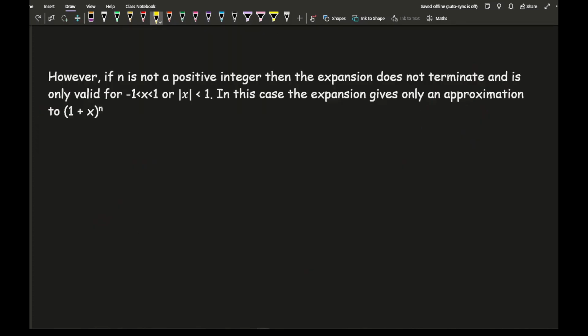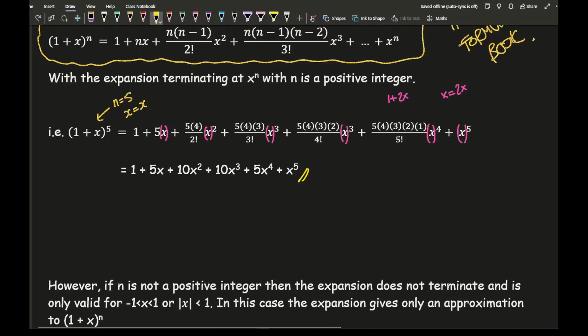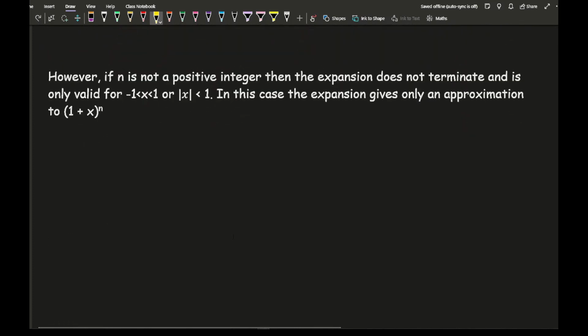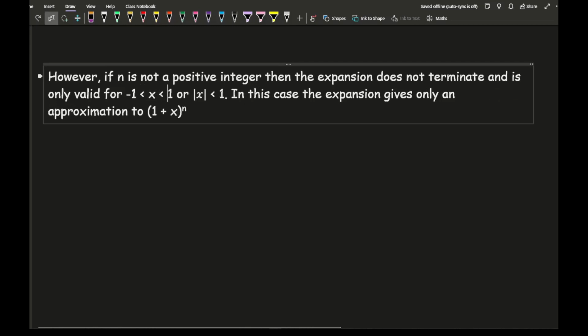Now the key thing to remember is that if n is not a positive integer, then the expansion will not terminate. So just like here, where we've got a positive power of 5, the highest power of x is going to be 5. So whatever n is, that's going to be the highest power. However, when n is not a positive integer, the expansion is not going to terminate, and it's only going to be valid when x is between 1 and -1, or the mod of x less than 1 if you've looked at modulus.